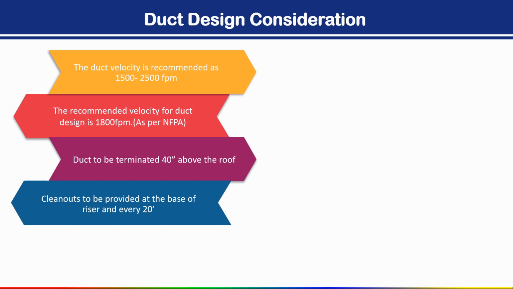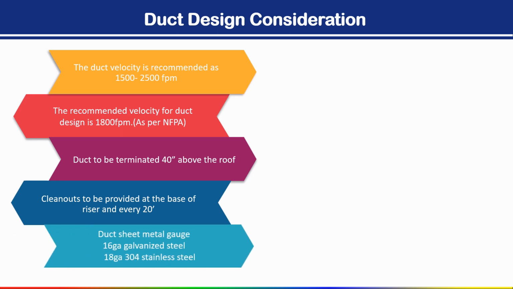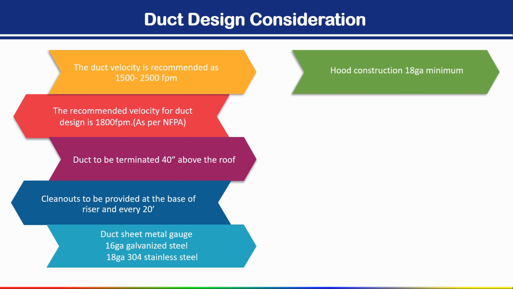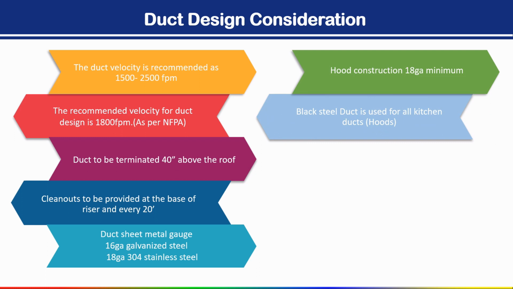The next point written is that a clean out is to be provided at the base of the riser and every 20 feet. Then the duct sheet metal gauge: what gauge of sheet do you have to use? Generally 16 gauge galvanized steel, and 18 gauge 304 stainless steel. For hood construction we use 18 gauge sheet, minimum 18 gauge. Black steel duct is used for all kitchen ducts or hood. So generally, what type of sheet are we using? Black steel duct.